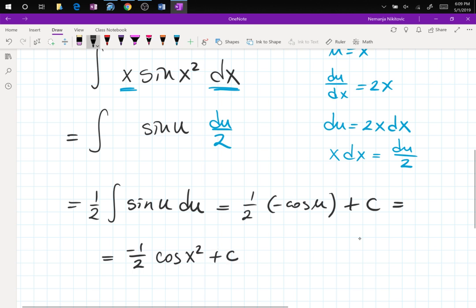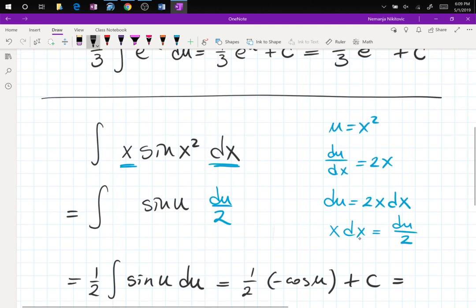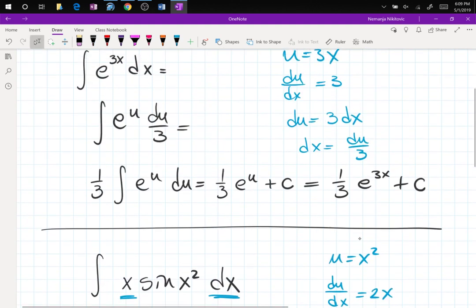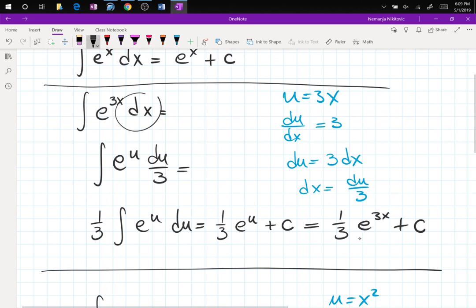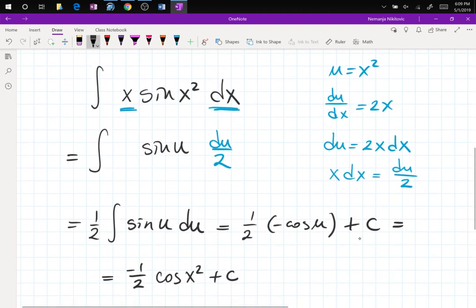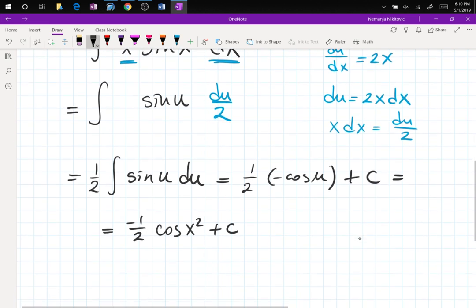Yes? Could you explain why in the first example we set it equal to dx, but in this one it's du? Doesn't matter which side you have them on. You need to replace this piece as well. Okay, so dx is equal to du over 3. In my case over here, I have an extra x that I need to remove. So it's x dx that needs to be removed. du over 2 this time. You need to restate the original problem with u.